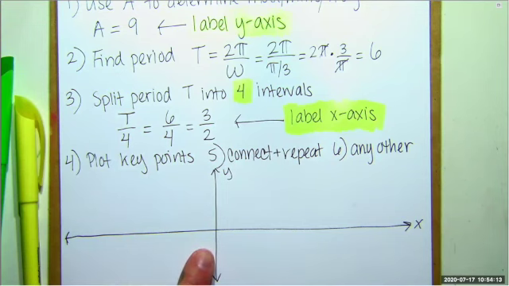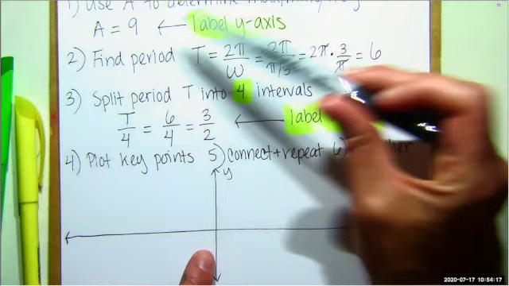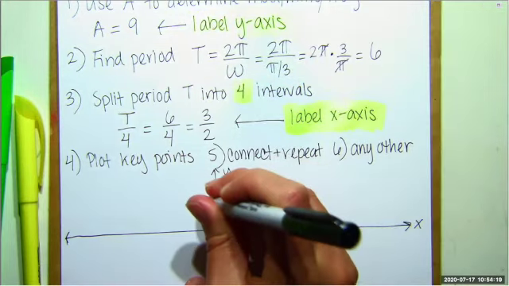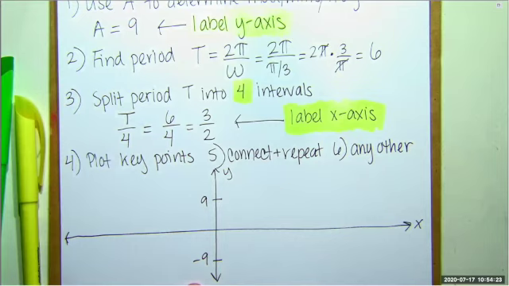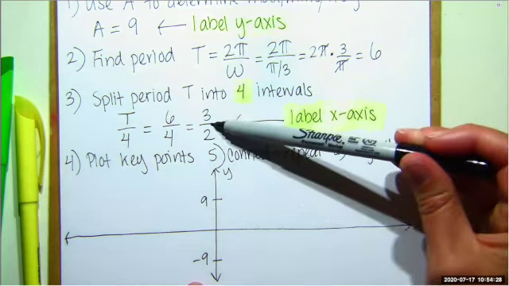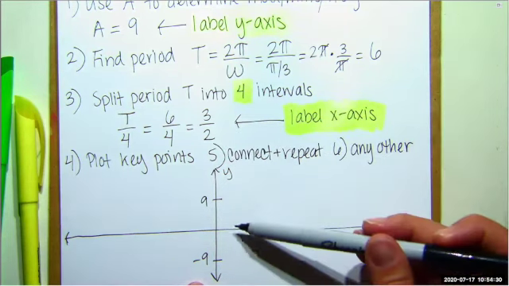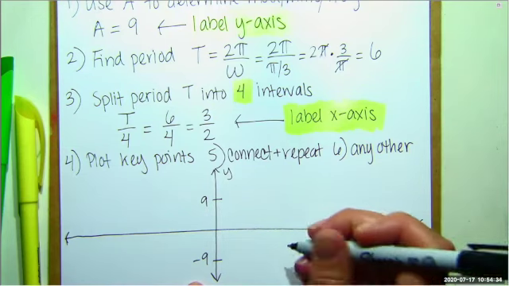Okay, so the first thing I'm going to do is we figured out in step 1 that our max and mins were at 9 and -9. So on my y-axis here, I'm just going to put a 9 and I'm going to put a -9. The next thing we want to do is label our x-axis. I'm going to label by 3/2. So what I'm going to do is 3/2 times 1, 3/2 times 2, 3/2 times 3, etc.